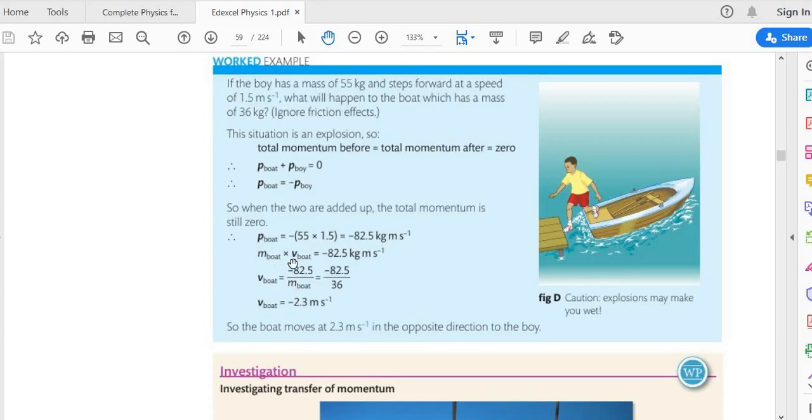Alright, then we can use this. The mass of the boat is 36 kilograms. Then we get minus 2.3 meters per second. So the boat moves at 2.3 meters per second in the opposite direction to the boy.